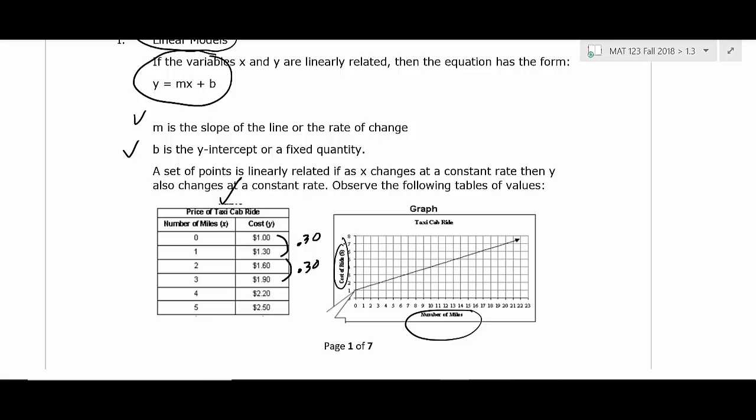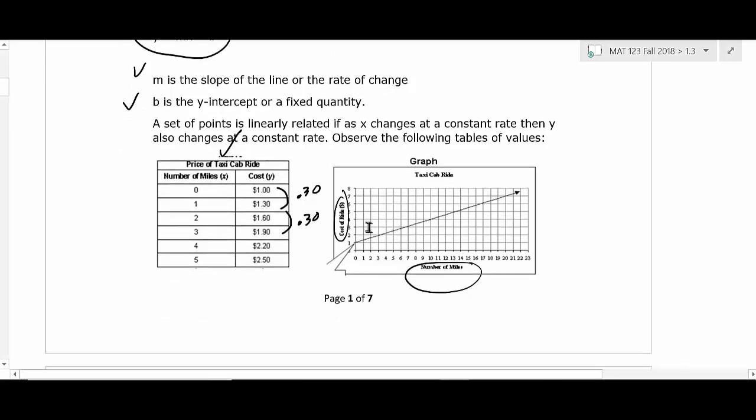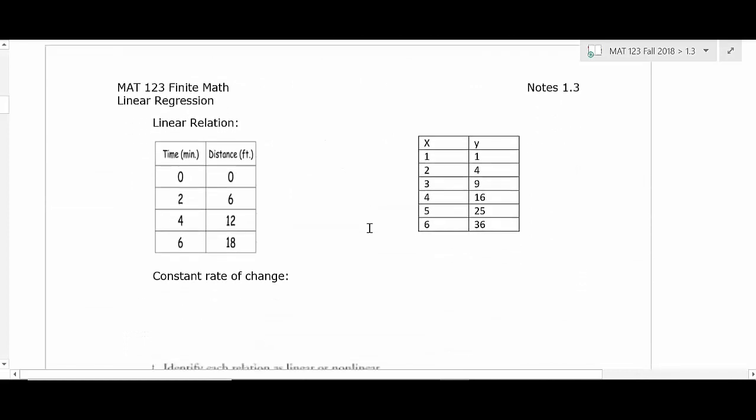All right, so on the next page, I'm going to show you what I want you to know on this. These are just things that I want you to be able to look at, a set of numbers, and tell if it's a linear relationship or not. And it's actually easy to do this, so watch carefully. So it goes like this. Let's see if this one's linear or not.